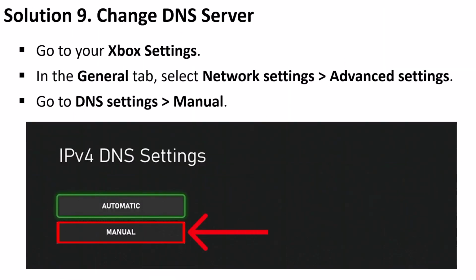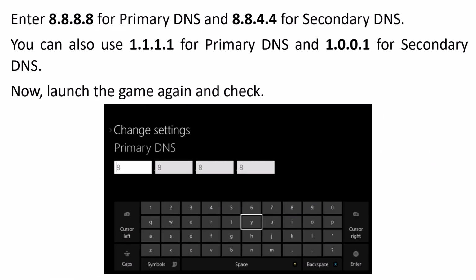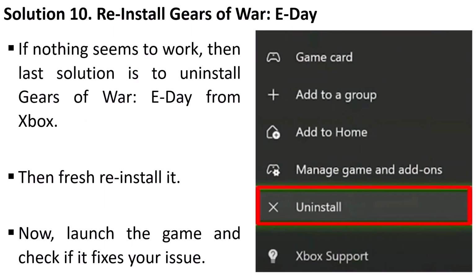Solution 9 is to change DNS server. So go to your Xbox settings, in the general tab select network settings, advanced settings, go to DNS settings, manual. Now in the primary DNS enter 8.8.8.8 and in secondary DNS enter 8.8.4.4 and then save it and then launch the game and check. If that doesn't work, then you can repeat the process and this time in the primary DNS you can enter 1.1.1.1 and in secondary DNS you can enter 1.0.0.1 and then save it and then again relaunch the game and check.